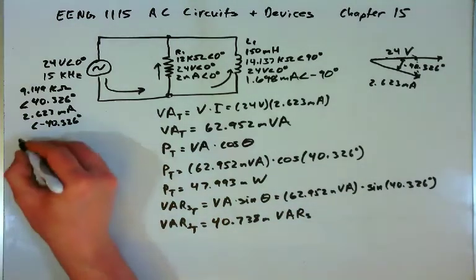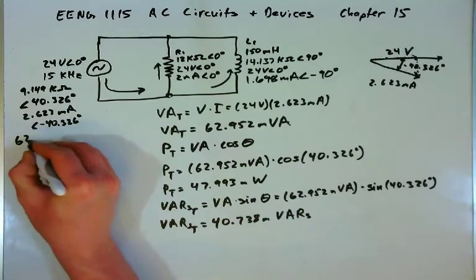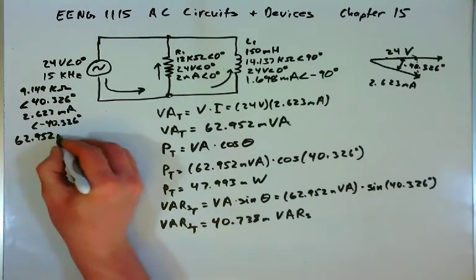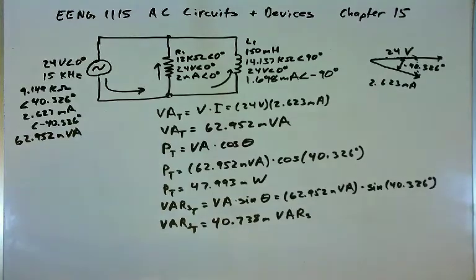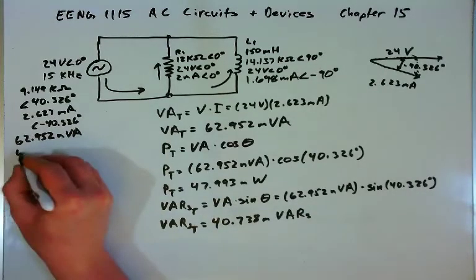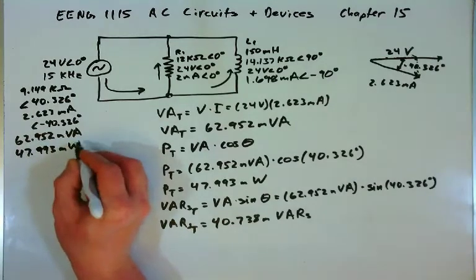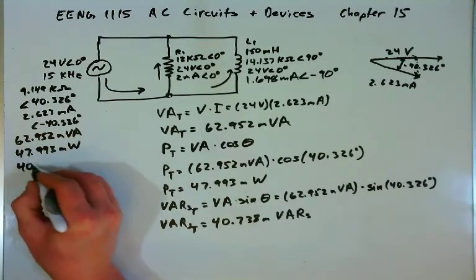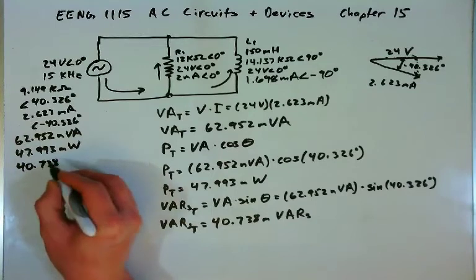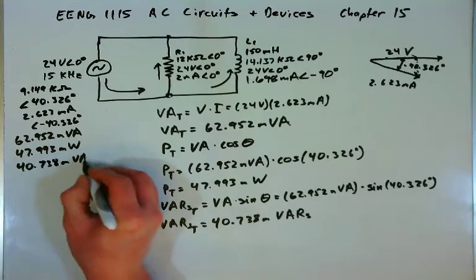And so I'll write these answers over here. The volt amps of the circuit is 62.952 millivolt amps. The power is 47.993 milliwatts, and the VARs is 40.738 millivars.